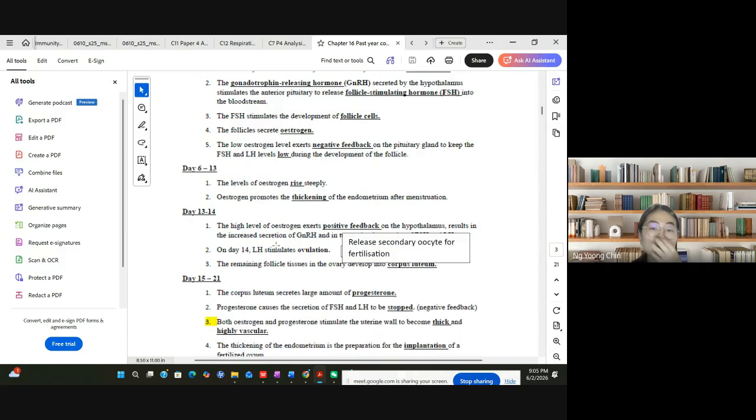Day 14, you will have what? Ovulation, which is your graafian follicle, your secondary follicle. They will release their oocyte, which is the ovum. So later it will be fertilized by the sperm.